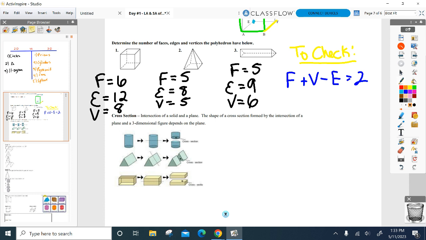A cross section is when you take a polyhedron, a 3-dimensional figure, and remember these from Unit 1, back when I barely knew you. Plane, right? A plane. So you take a polyhedron and a plane, and you slice it. Could be horizontally, vertically, diagonally. All right, so I'm going to take my cube. Ready? I'm going to slice it vertically. It's going to cut into 2 halves.